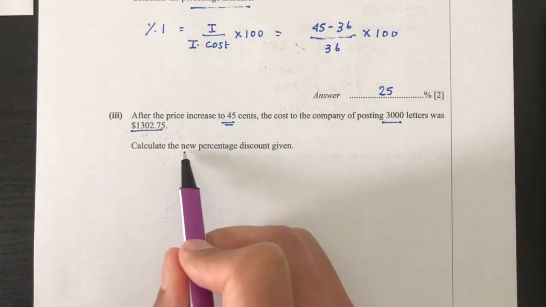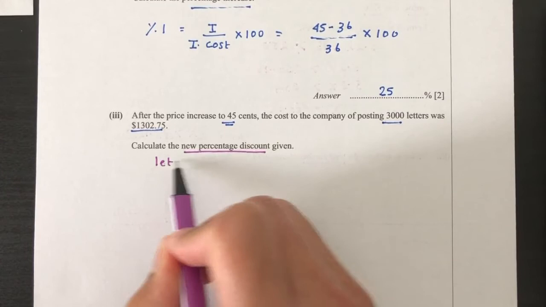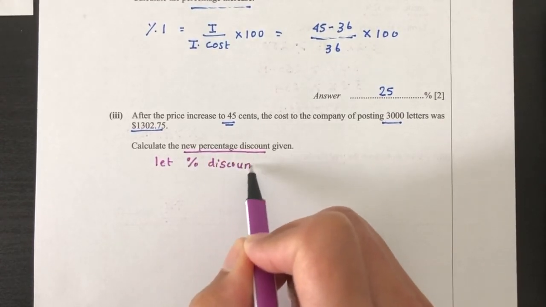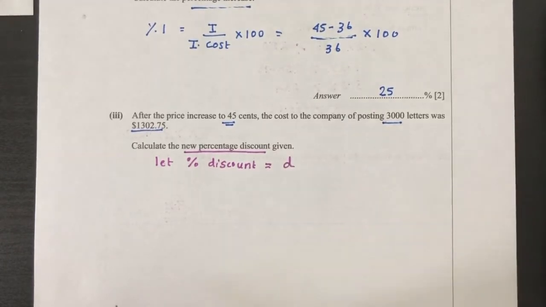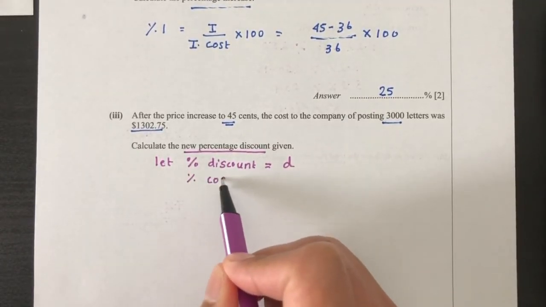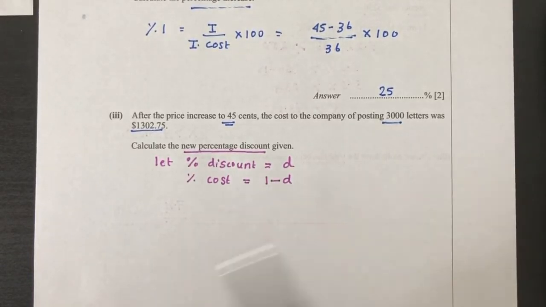Calculate the new percentage discount given. So right now we don't know the discount, so let's say let percentage discount equal to D. So if the discount is this much, what is the percentage cost? Cost will be 1 minus D. I hope that makes sense.